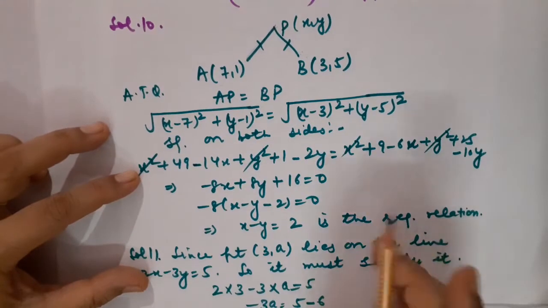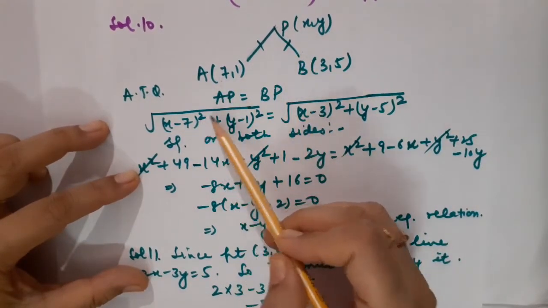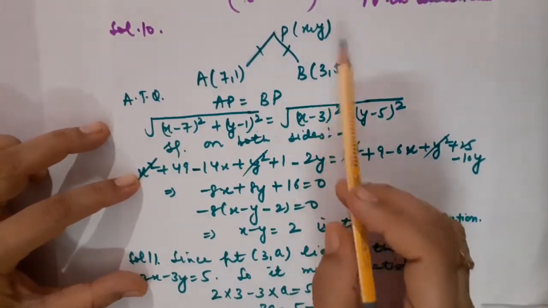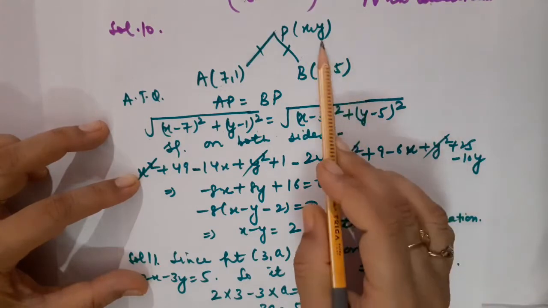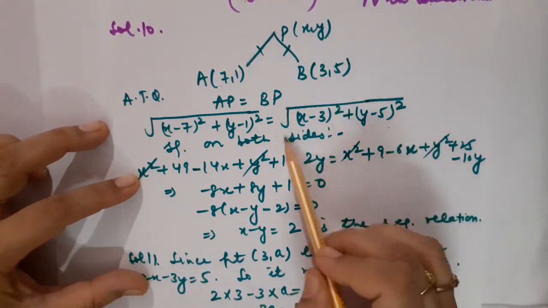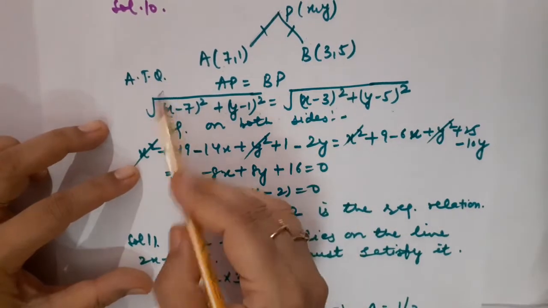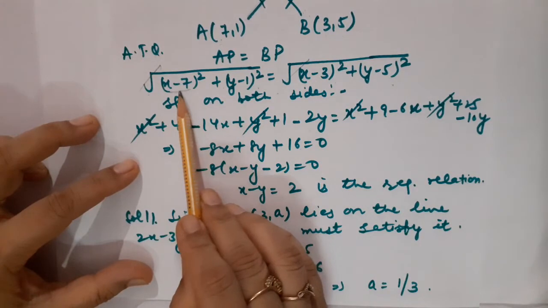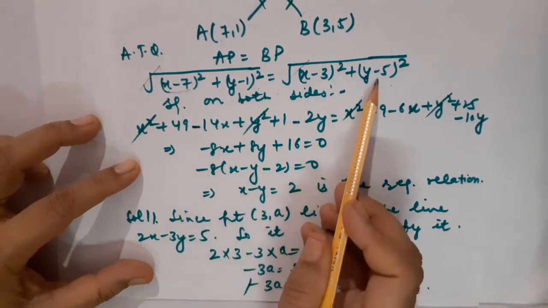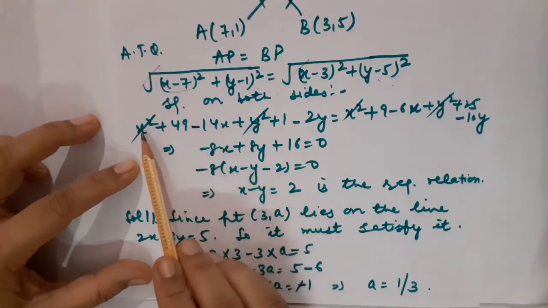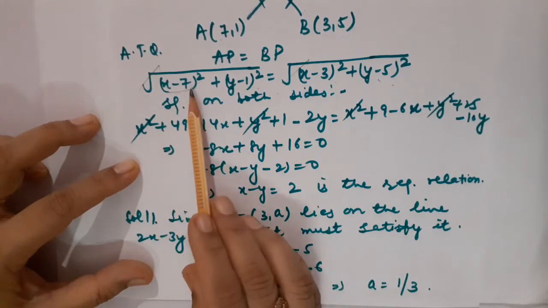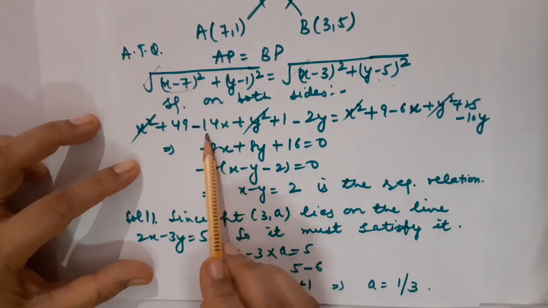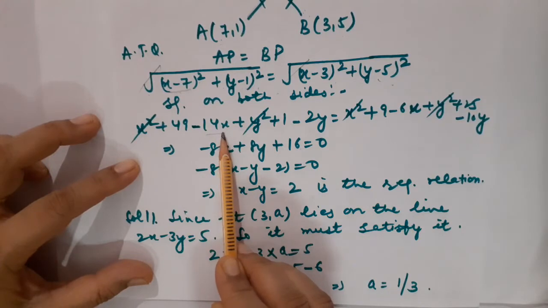So when I calculated AP, I got x minus 7 whole square plus y minus 1 whole square whole under root is equal to x minus 3 whole square plus y minus 5 whole square whole under root. While squaring on both sides, under root will be removed. Okay, so here I have applied a minus b whole square. In all four expressions, I have applied a minus b whole square. That is a square means x square plus b square, that is 7 square, that is 49, minus 2 into 7 into x. Correct? That is minus 14x.